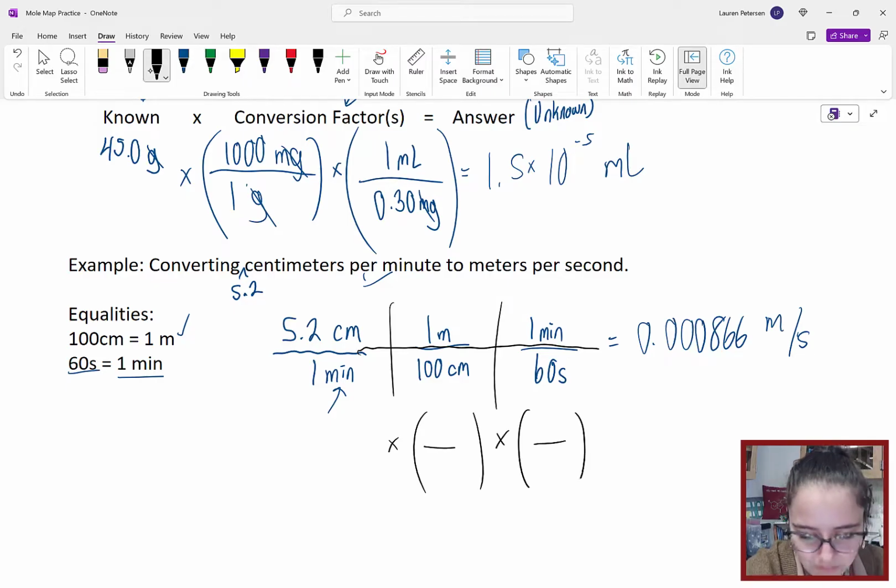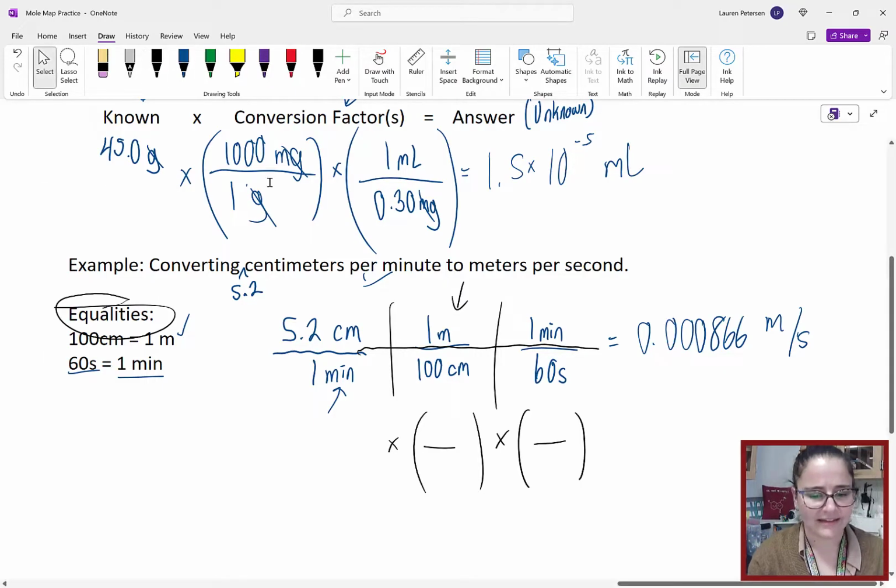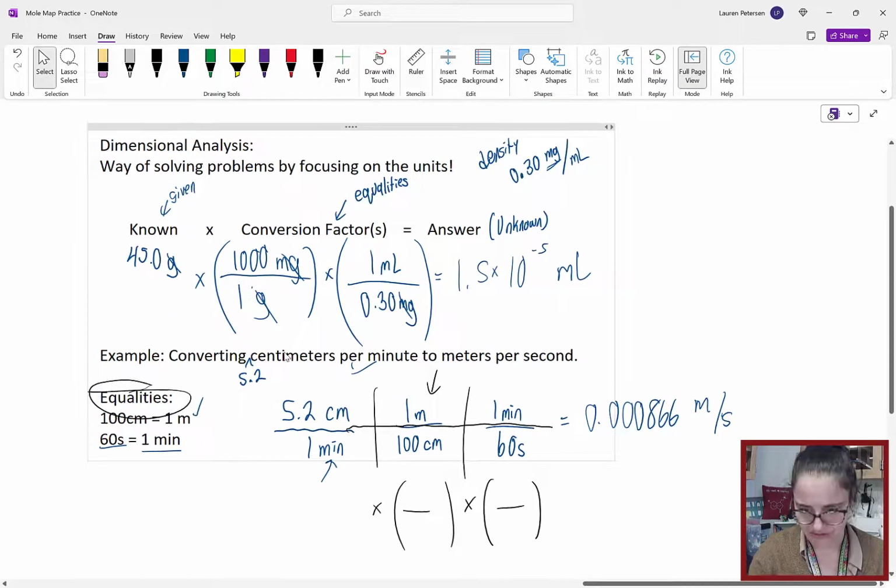and times and parentheses. Okay? But again, remember, all your conversion factors are always equalities. Okay? So let's go ahead and start applying this to chemistry.